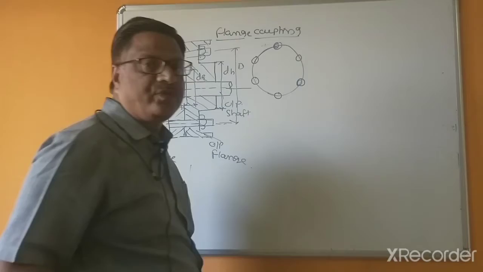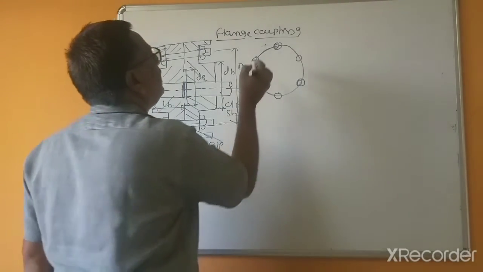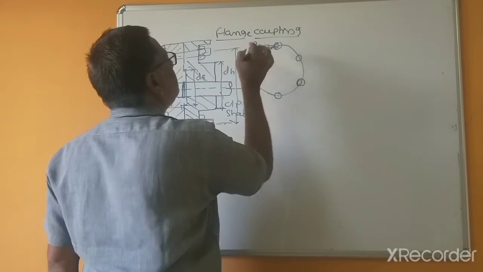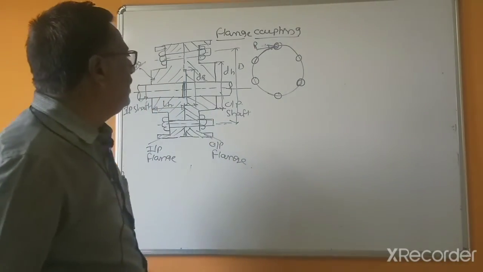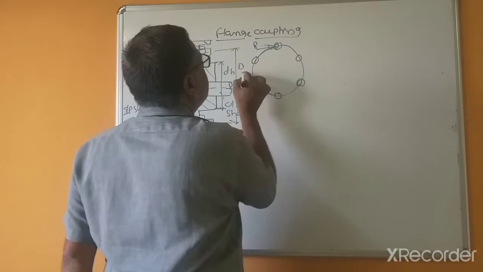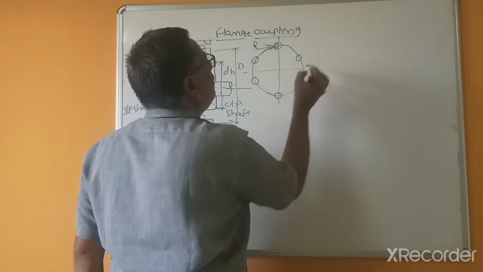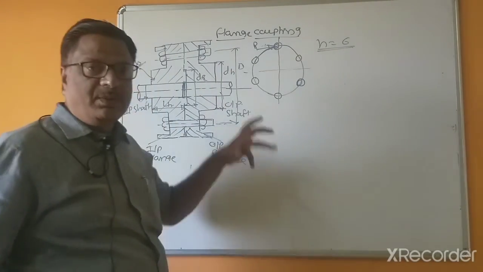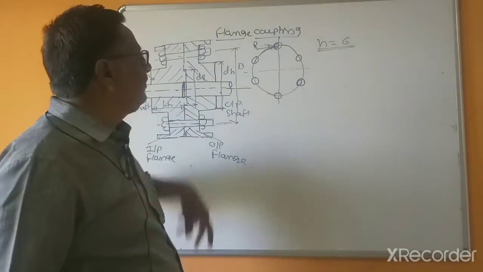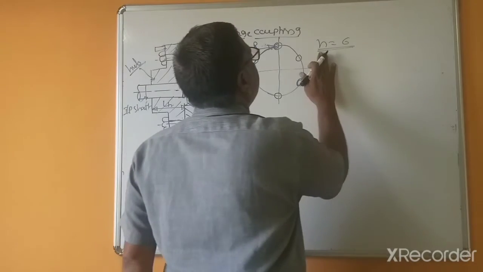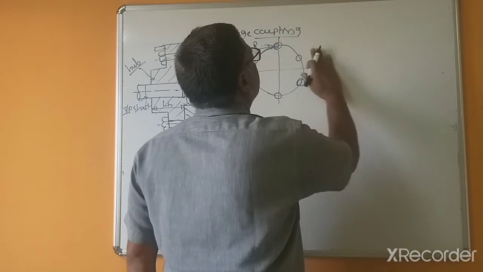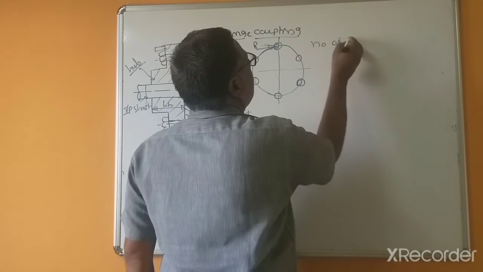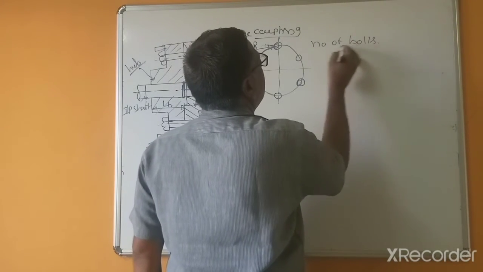Here the force acting is the shear force acting on the bolts. Suppose this is P, and N is the number of bolts, equal to 6 in this case. N is our total number of bolts. I will explain this number of bolts.